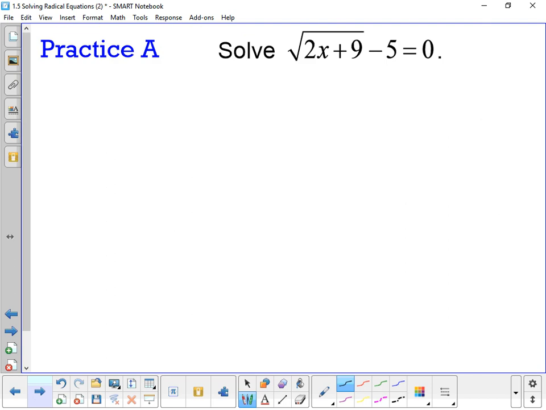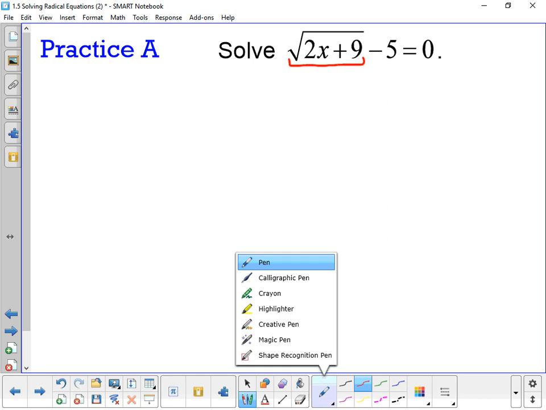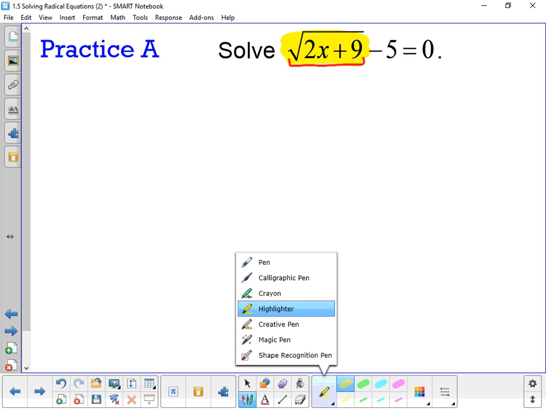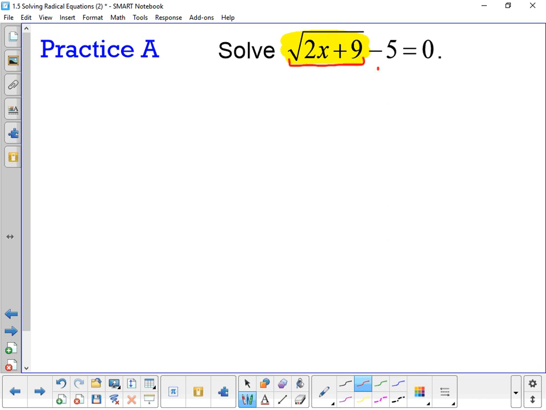This one's pretty similar. We've got a square root this time, and you might notice that right now we have a radical here, but then we also have subtract 5. So we want to get the radical by itself, and then we can start using powers to undo that. So my first step with this equation is going to be to add the 5 to both sides. So I have the square root of 2x plus 9 is equal to 5.